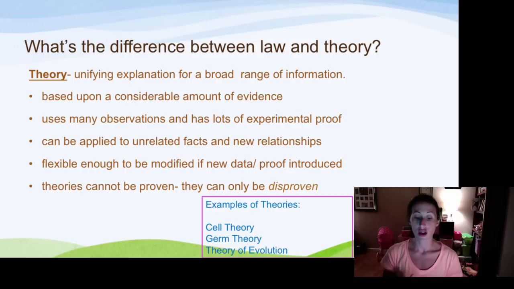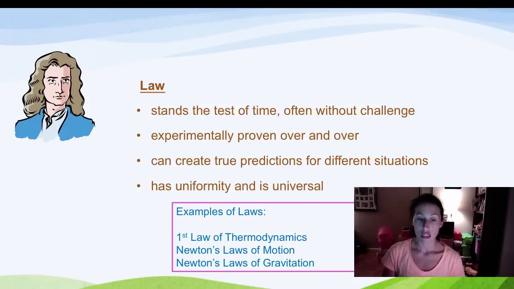So examples of theory are the cell theory, the germ theory, and the theory of evolution. We weren't there when evolution occurred of the dinosaurs, but we have lots of proof, and that proof is called fossils, that support the theory of evolution, okay? The other thing is a law.